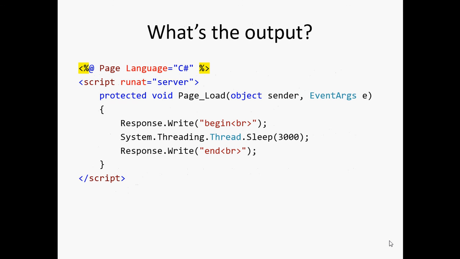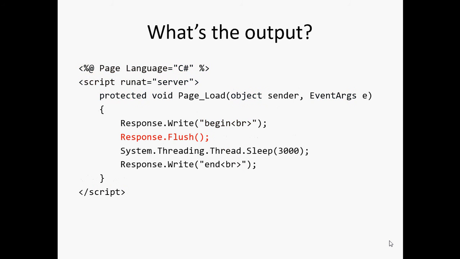Have a look at this snippet of code. If we were to run this page, we would see nothing for 3 seconds, and then we would see begin and end appear simultaneously. The begin and end are stored in memory, waiting for the end of the request. When the response.flush line is run, the buffer is immediately sent to the client. This means we see the begin instantly and then have to wait 3 seconds for the end.